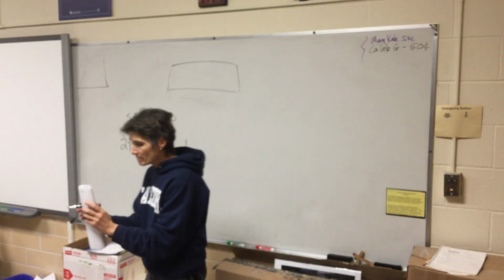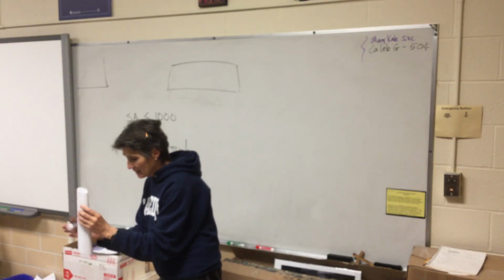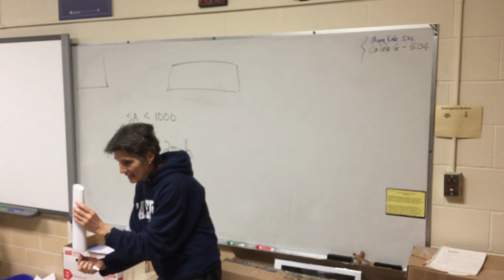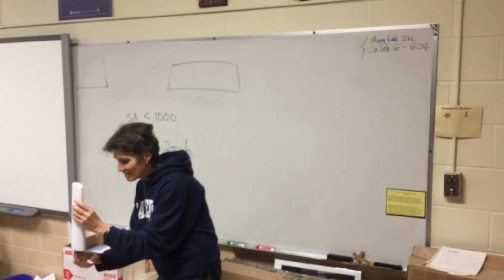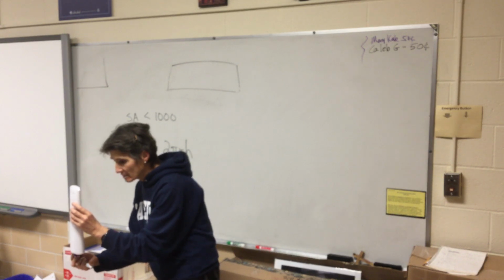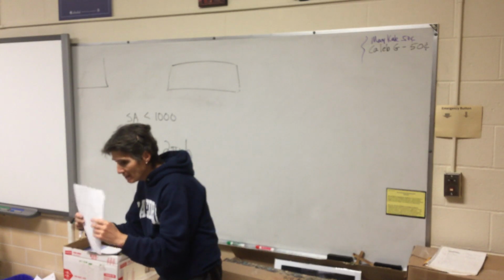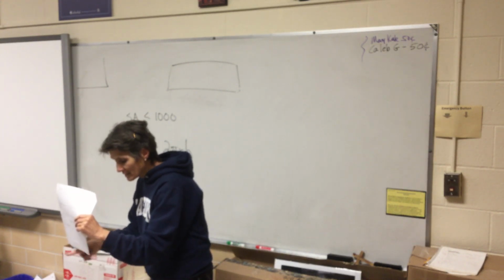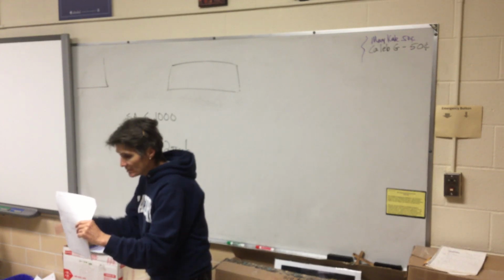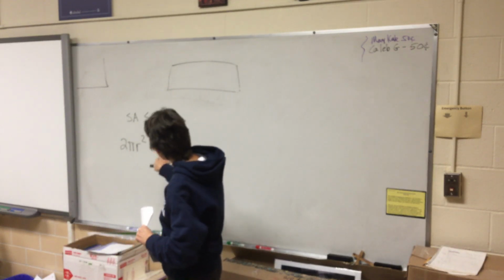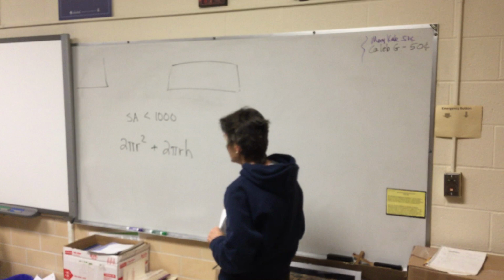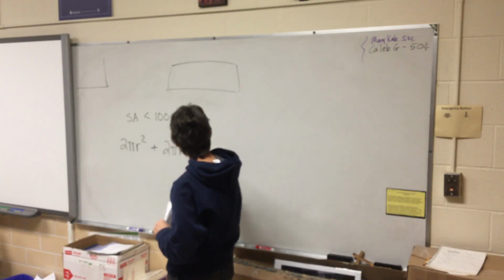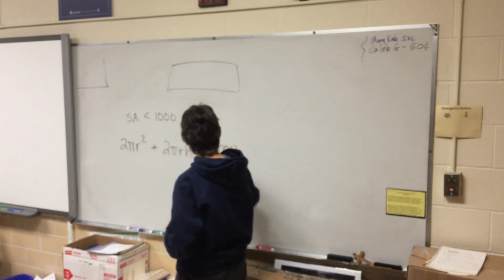Again, here's my can. Here is the bottom of the can. It is a circle. The distance around the bottom is 2 pi r, circumference. When I open up that paper, this is what was the circumference. So this is 2 pi r, and this is h. There is your formula for the surface area, and that's what has to be less than 1,000.